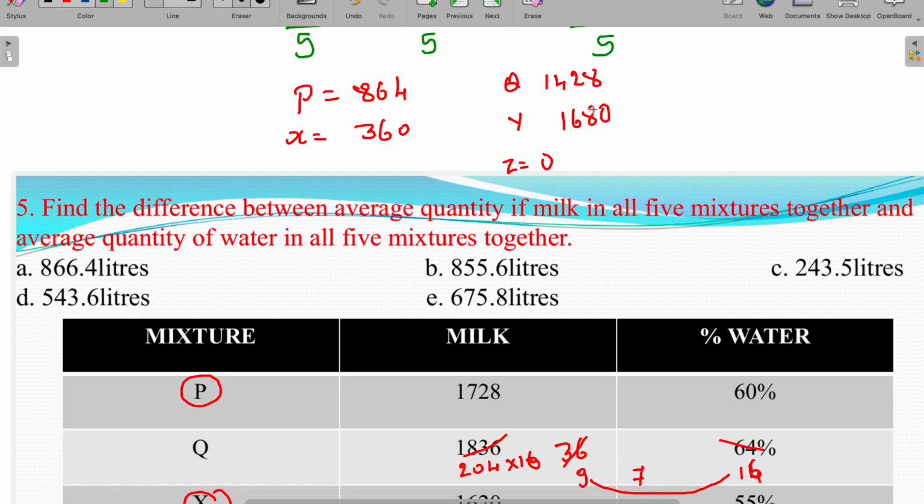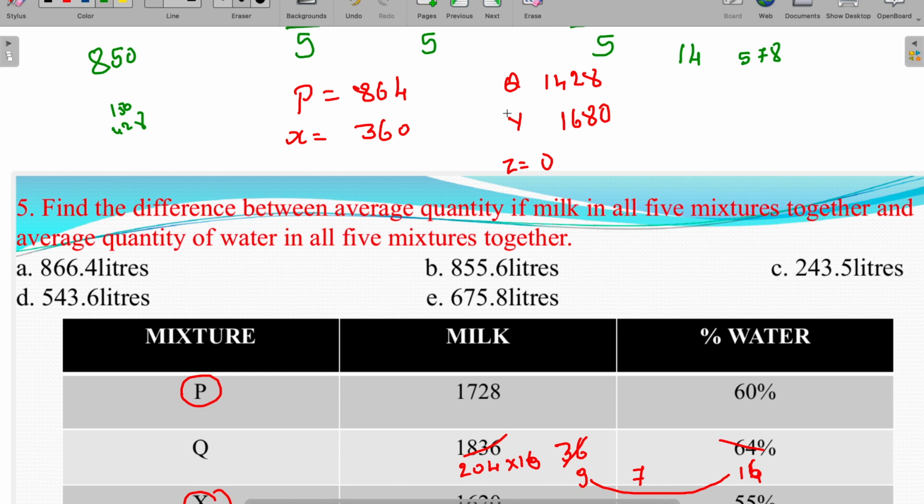Otherwise, how to find the average? You can assume, since all options are nearest to 850, most of the options are near 800. 850 is my assumed average. Then compared to 850 it will be plus 14. Compared to 850 it will be how much? 150 plus 428, 578.